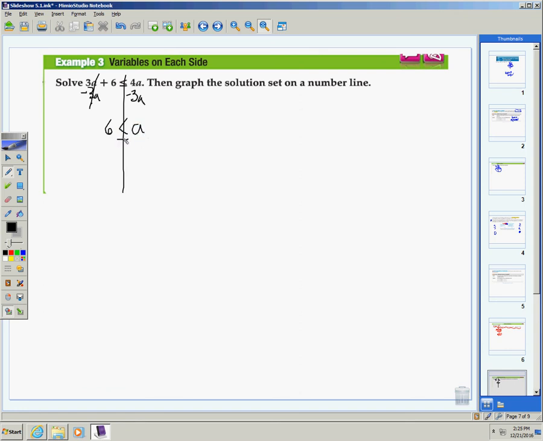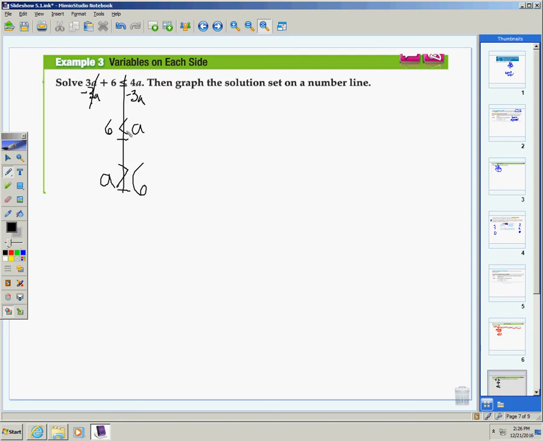And now I want to graph this on a number line. Whenever you graph on a number line, always make sure your variable is on the left side. So I want to rewrite this with the a's on the left side. Notice, the inequality is opening up towards a, so it still needs to be opening up towards a when I rewrite it. Which means 6 is less than or equal to a is the same as a is greater than or equal to 6. These mean the exact same thing.